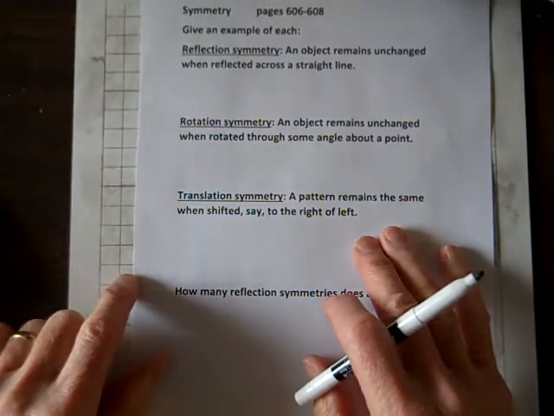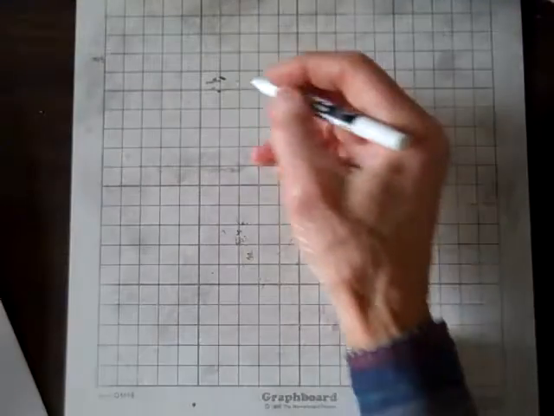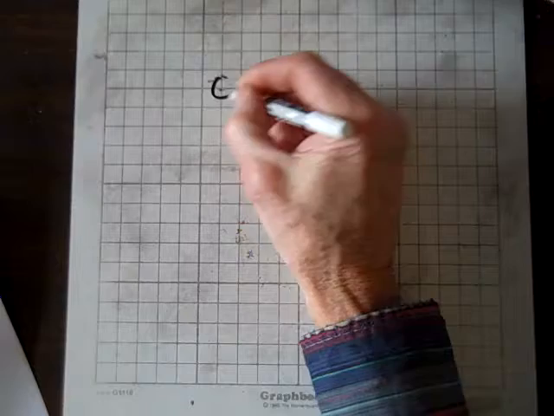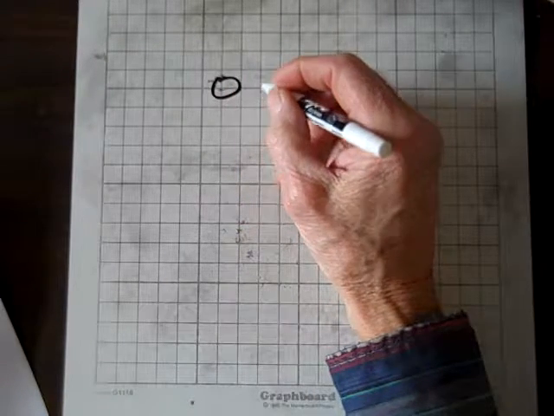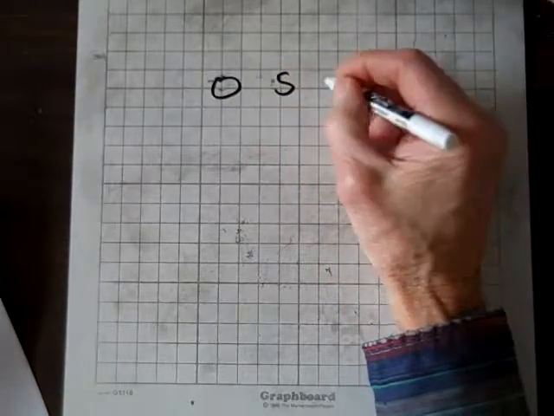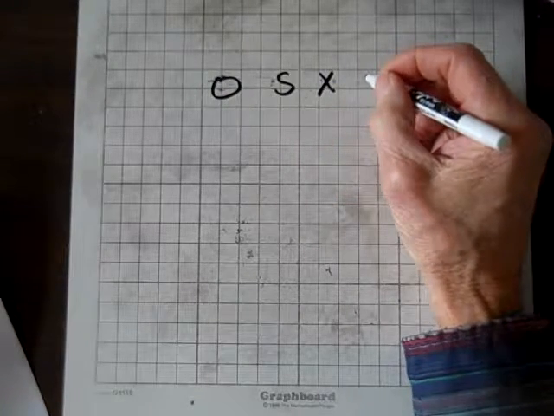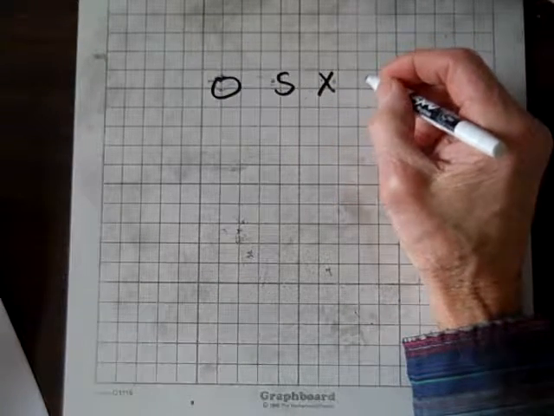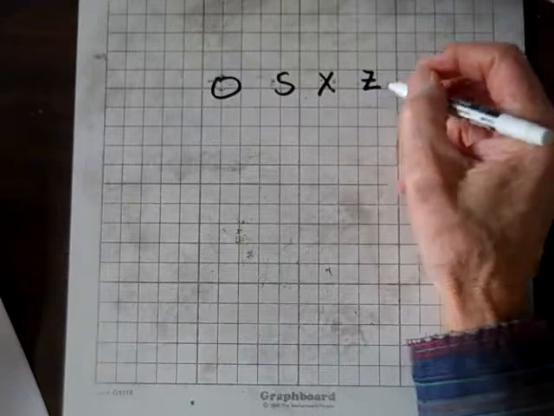Let's see about rotation symmetry. Now, I come up with the letter O has rotation symmetry. The book shows that S does. How about X? We can rotate that, and we still wind up with an X. Z, I think we can rotate that and still wind up with a Z, yes.